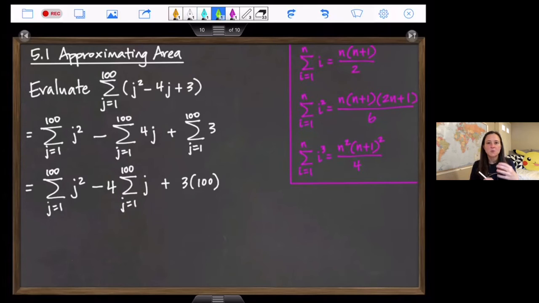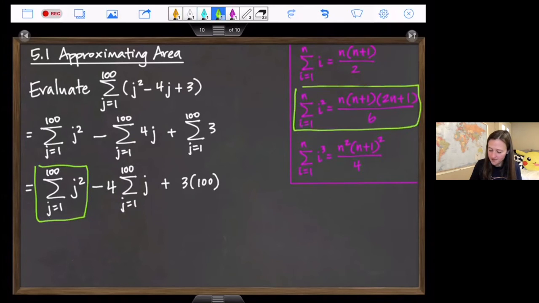Remember that first sum, j equals 1 to 100 of j squared. We could evaluate that brute force, 1 squared plus 2 squared plus 3 squared plus 4 squared, all the way up to 100 squared. The pink box formula tells us that we can skip ahead to the punchline. So this sum is of the same form as this sum over here. Remember, the i and the j are interchangeable as the index of the notation.